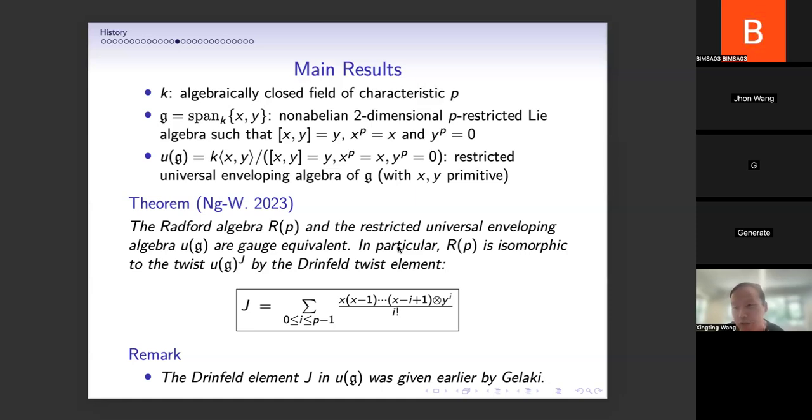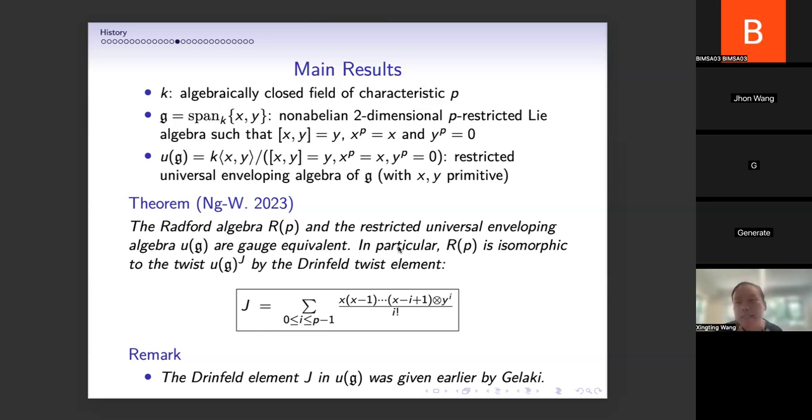And that's an actually invertible Drinfeld element inside the UG tensor UG. And you can twist the UG by this Drinfeld element. Now, the consequence is you're going to have non-commutative, non-cocommutative Hopf algebras. And what we do is we prove that the RP, the Radford algebra, is exactly this.